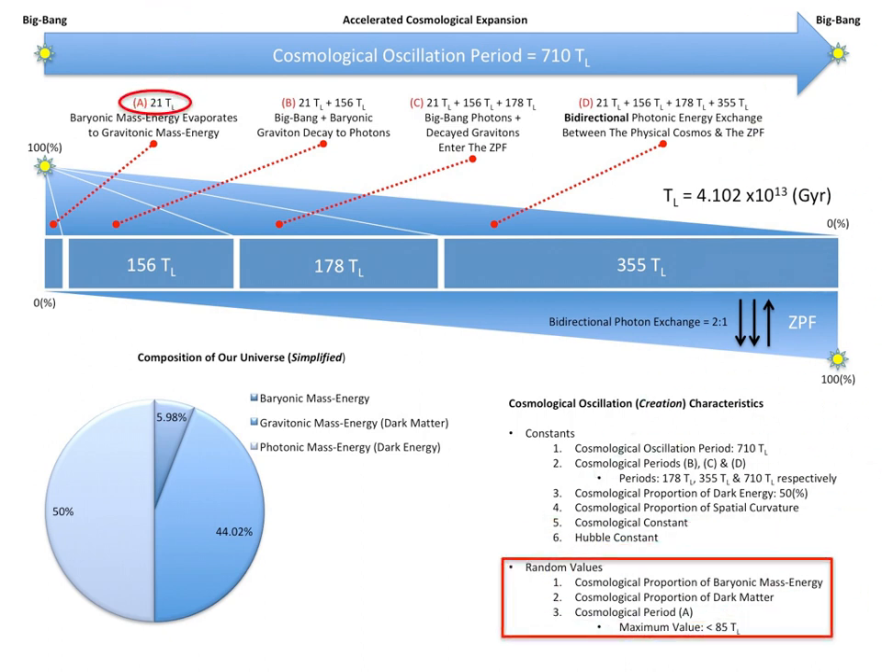We see that in period A, which includes the Big Bang, the zero-point field is already 50% filled with dark energy. That is, 50% of its cosmological mass already exists as quantum potential energy. The baryonic matter which has been created immediately commences decaying into gravitons. Period A represents the time taken for all baryonic matter to fully evaporate, that is, decay into gravitons. As you can see, this is an enormously long period of time.